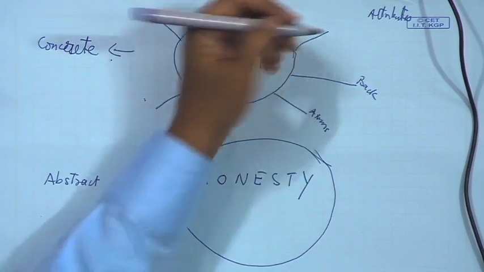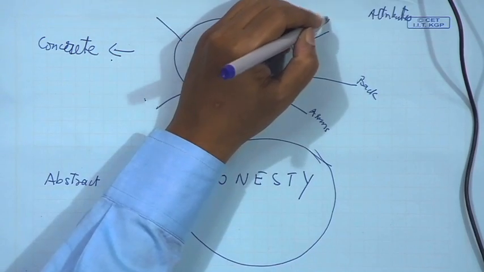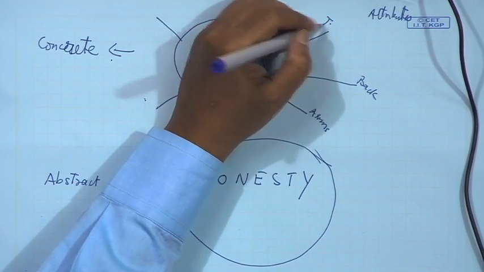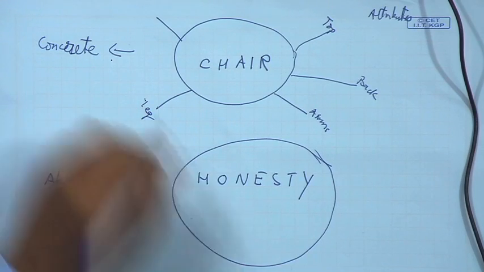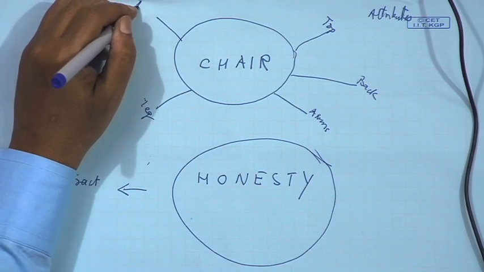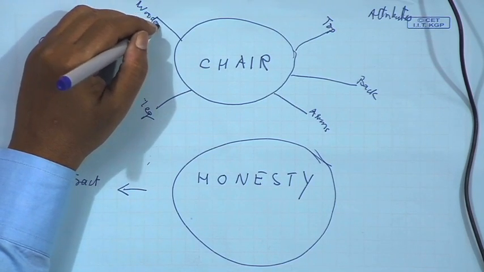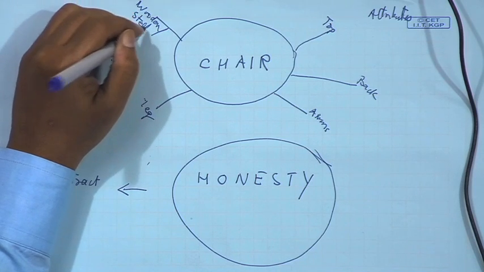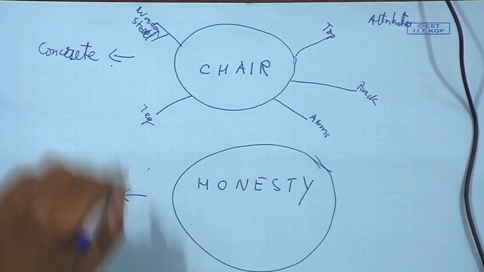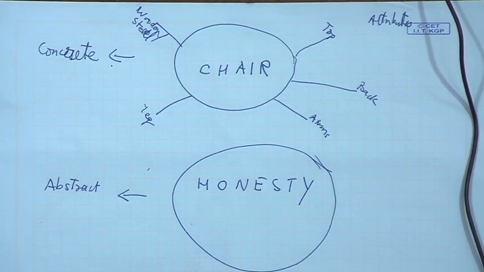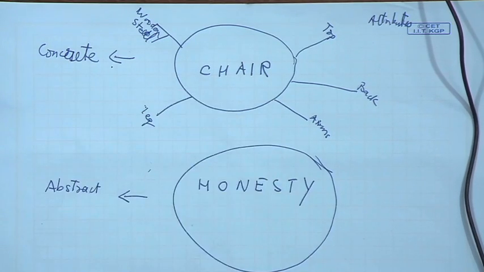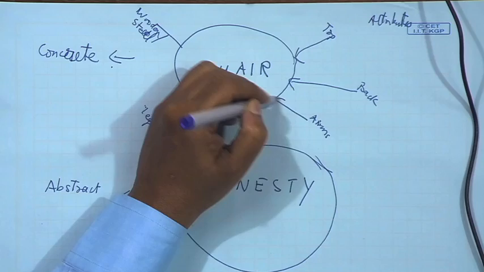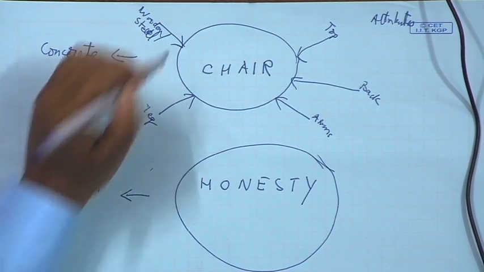Then what else? It could have a top, a leg, okay, and it could be made of wood, right. It could be steel, anything like that. So, you are going to use these attributes in order to define concepts. So, these are the nodes and they are linked with this, right. All of them are linked with this, and that is how we are going to define the concept.